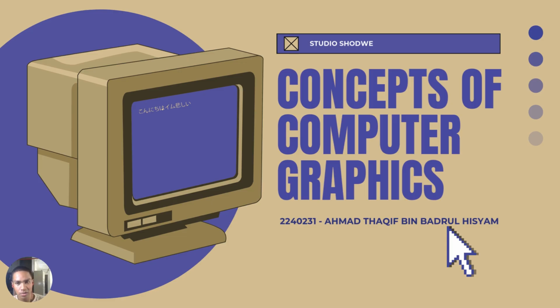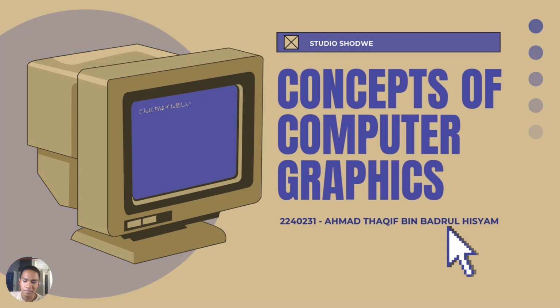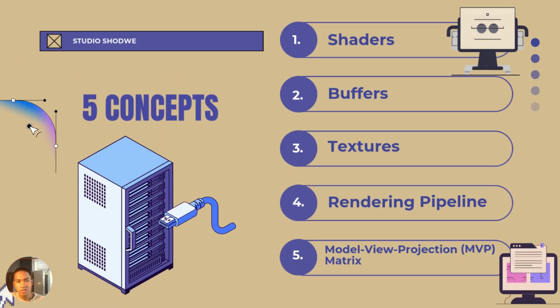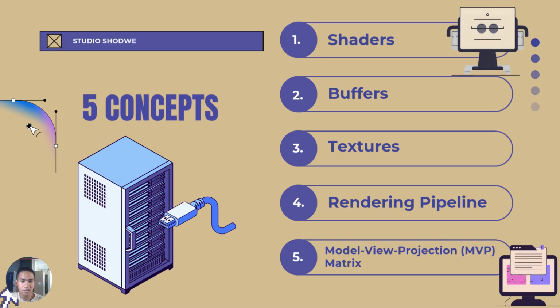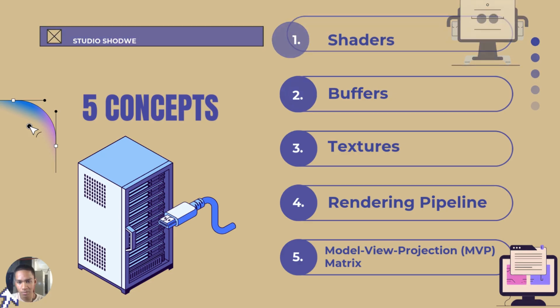So today I'm going to present about concepts of computer graphics. So there are five concepts that I'm going to talk about today. The first one is shaders, two buffers, textures, rendering pipeline, and model view projection.